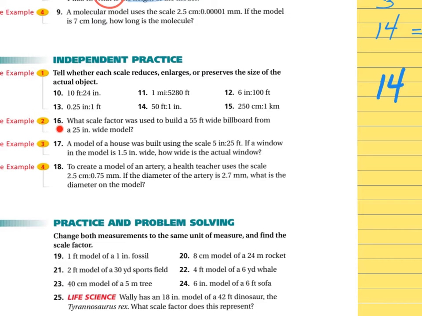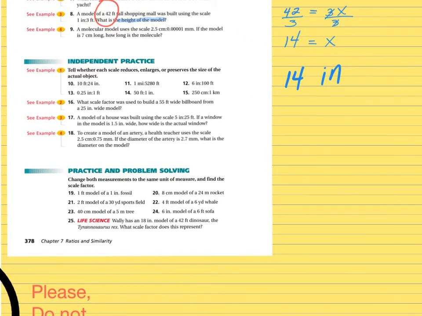exercise 16. It says, what scale factor was used to build a 55 feet wide billboard from a 25 inches wide model? Now, look at this case. We are building the billboard from a model. So the scale factor is used to enlarge. That's the first analysis you have to think on. And then we need to find the missing factor.